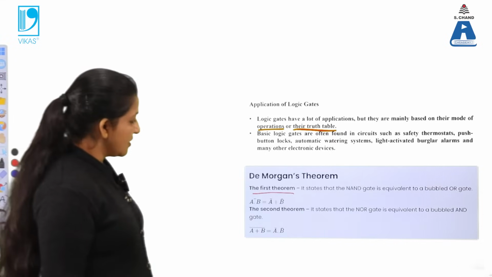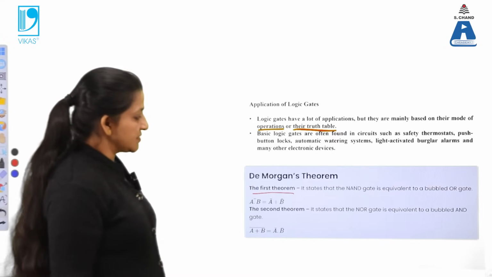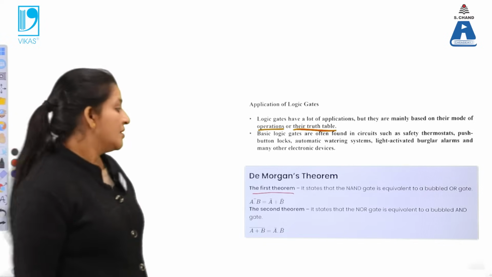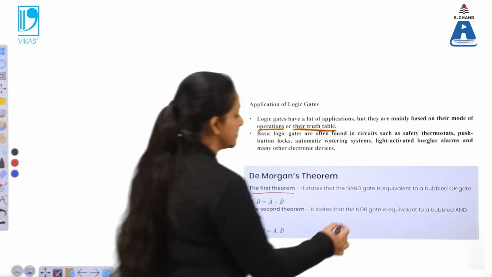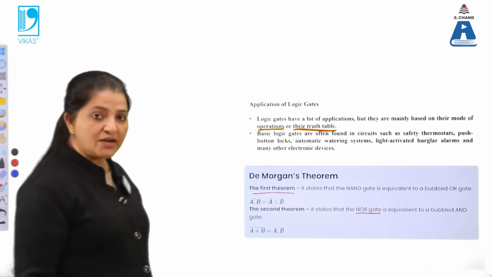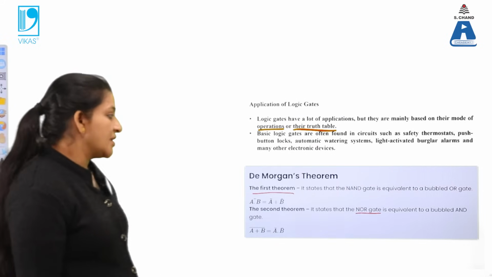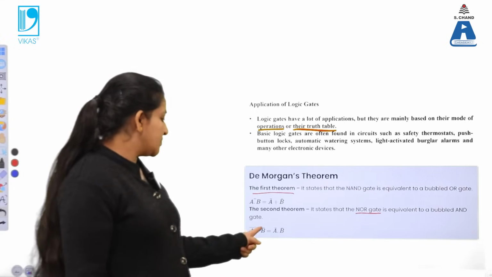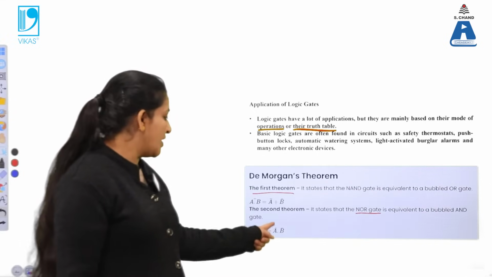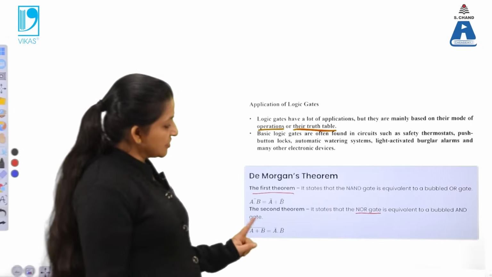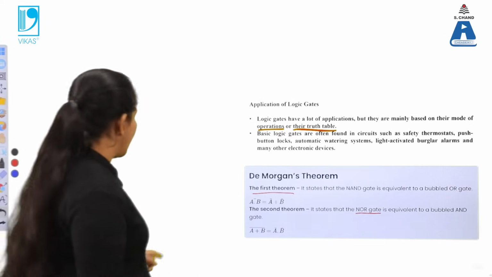Now what is the second theorem? The second theorem states that the NOR gate is equivalent to a bubbled AND gate. What is a NOR gate? A NOR gate is a combination of an OR gate and a NOT gate, and that is equivalent to a bubbled AND gate. That means (A plus B) inverse is equal to A inverse into B inverse. So firstly, what is the NOR gate, and what is the bubbled AND gate?